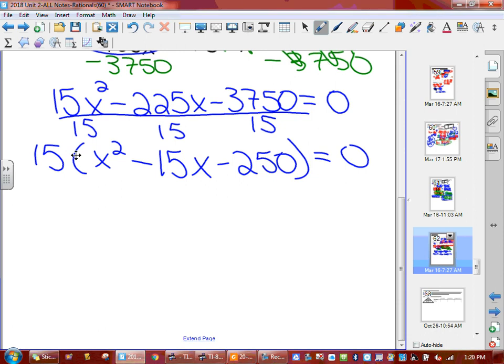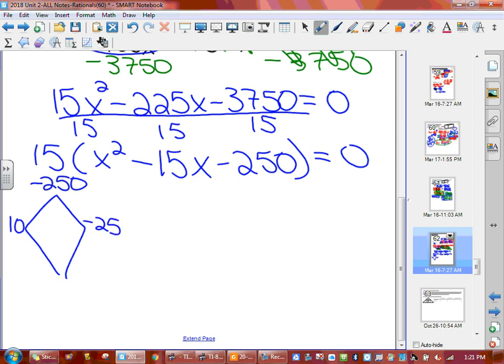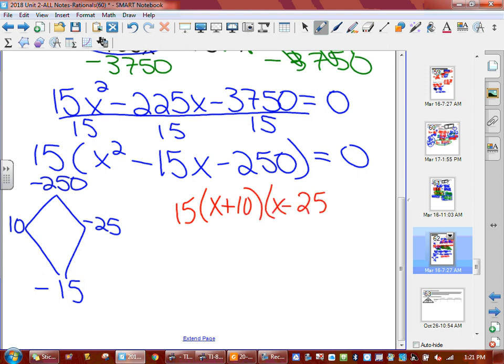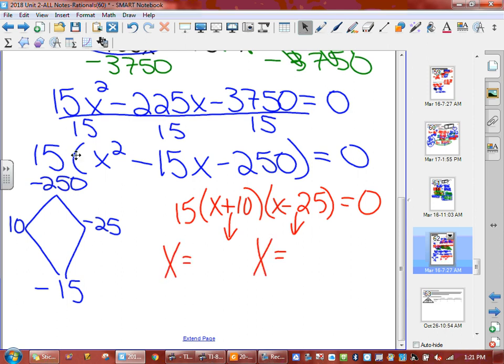Now we can do a diamond on that guy. We're going to get 25 and 10. So we're going to get, just for a final answer, 15, x plus 10, x minus 25 equals 0. Now we got to pull them out of brackets to see what x is equal to. So we want to find out how many t-shirts were in that case to begin with. And that's what it's going to tell us.